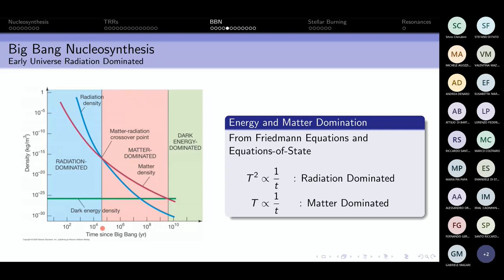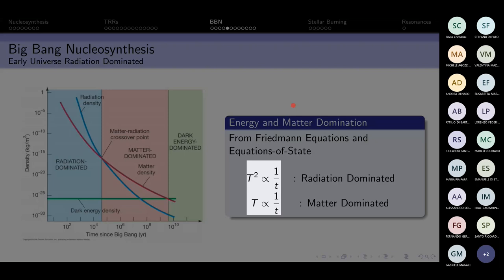Yep. It's really interesting, though, because we're living in this era right now where we're starting to see the effects of this line. The universe is old enough that we can start to see the dark energy density showing itself, assuming that it looks like that. It may not. Okay. So anyway, keep these in mind, the temperature-time relationships, okay?